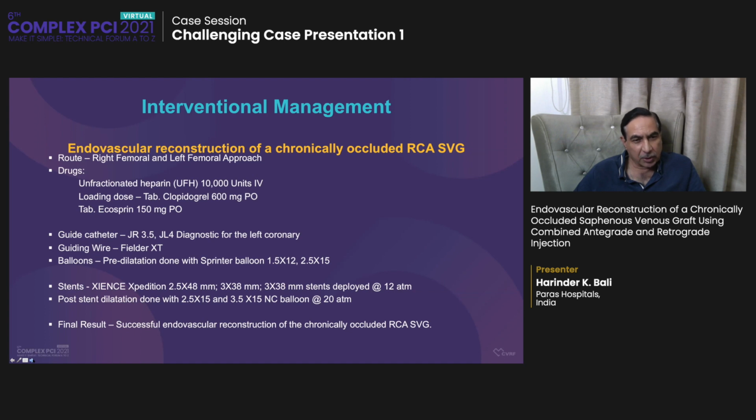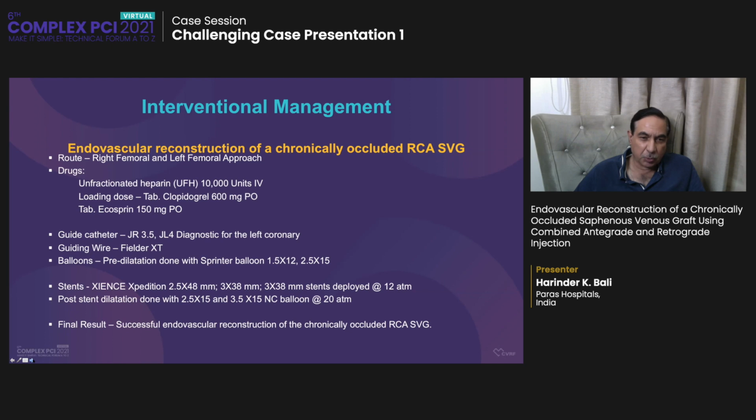Guide catheter was JR 3.5, and for the left coronary system, we chose the JL4 diagnostic catheter. Guide wire was Fielder XT, and after crossing the lesion, the patient was dilated with a 1.5 into 12 millimeter Sprinter balloon, and subsequently with a 2.5 into 15 millimeter balloon. And we had to deploy 3 stents to reconstruct the whole vessel.